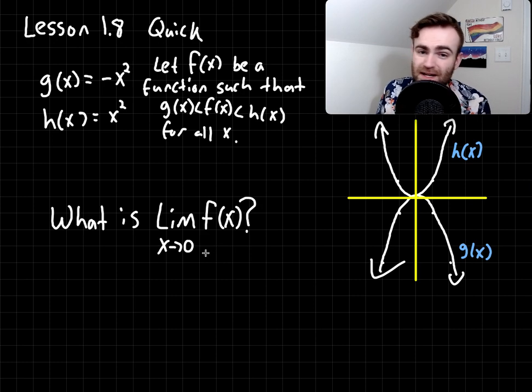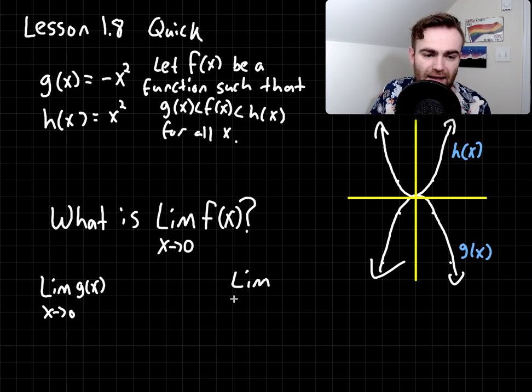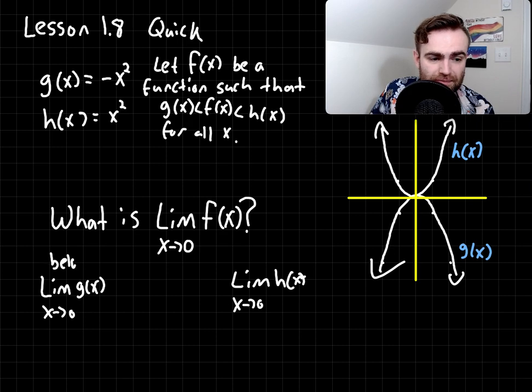Well, we don't have a function. I can't directly substitute this in. But we do have some limiting factors. We have the function that's always below and the function that's always above. So let's evaluate those limits and see what happens. Let's evaluate what the limit of g of x is as x approaches 0, and the limit as x approaches 0 for h of x. Now keep in mind that this one is always below and this one is always above.